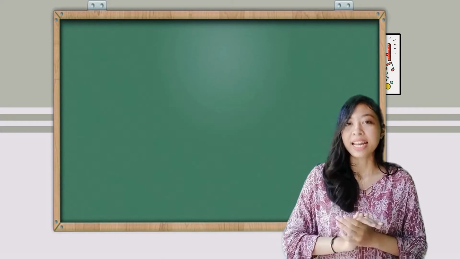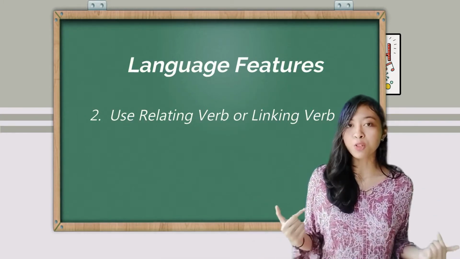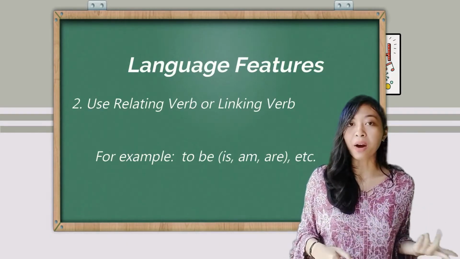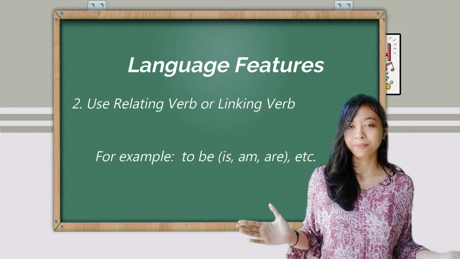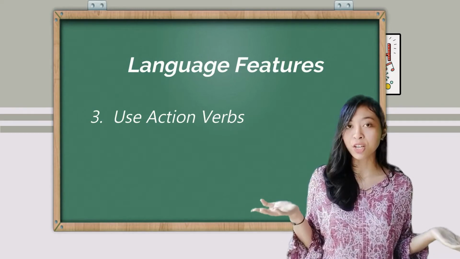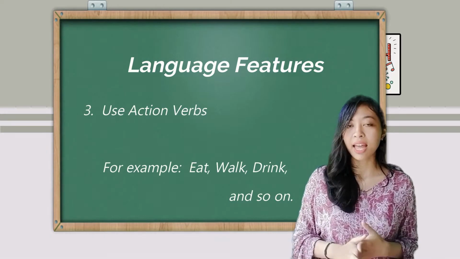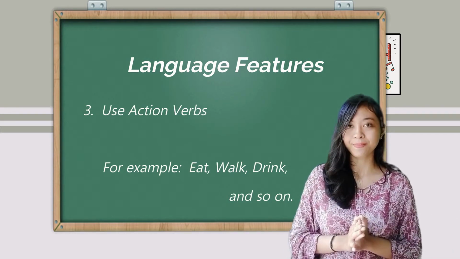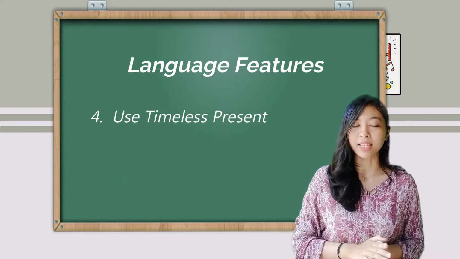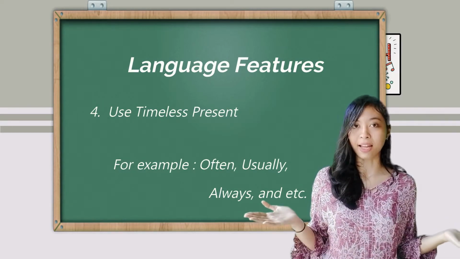Okay, good. Next is use relating verbs. In grammar, this is also called linking verbs. For example, to be: is, am, are, and etc. Third is use action verbs. For example, eat, walk, drink, and so on. Fourth is use timeless present. For example, often, usually, always, and etc.